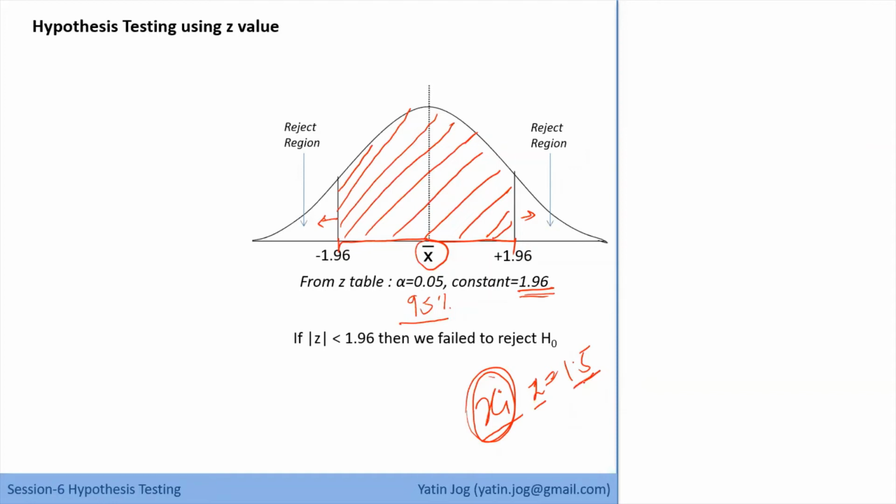What is the meaning of this Z equal to 1.5? If I try to plot this point in my distribution, 1.5 is less than 1.96. So 1.5 will come somewhere here. This is my xi. Correct? Because the Z value is 1.5, it is less than 1.96, so I have to plot my xi somewhere here. That means my xi is in the accept region. So I'll accept the xi based hypothesis. Okay, so that is the basic concept of point estimation.